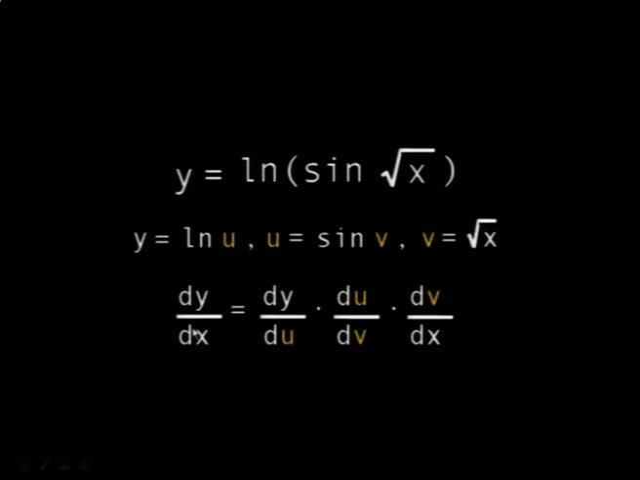So if you want to obtain dy by dx, it becomes equal to dy by du times du by dv times dv by dx. So you have here some fake or dummy variables called u and v, and you can cancel du with du and dv with dv to get dy by dx. But then if you want to calculate dy by dx directly, it is the derivative of ln u, times the derivative of sine v, times the derivative of square root of x, and all of them are elementary functions, easy to calculate.